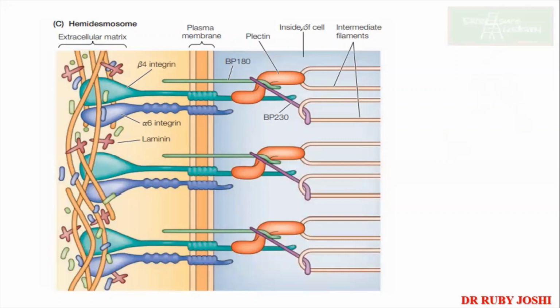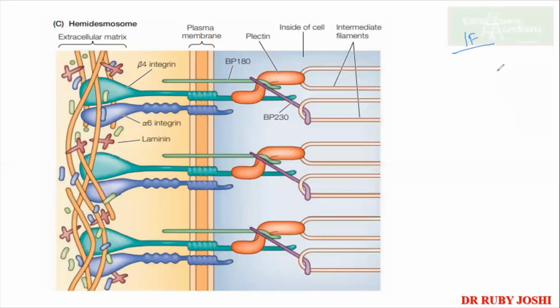So again, intermediate filaments. Let's start from here. This is your cell, and this is your ECM. Okay, so let's start making this flow chart of ours. So intermediate filaments are there.